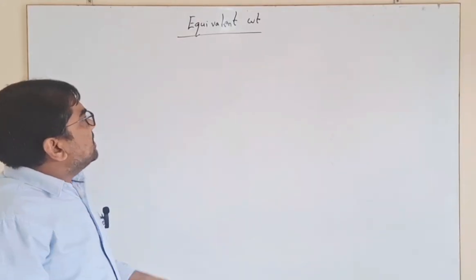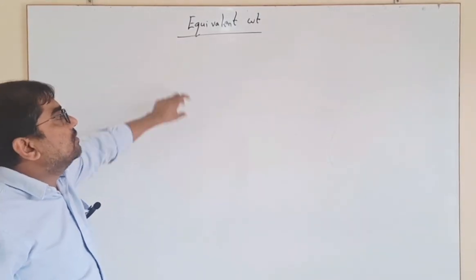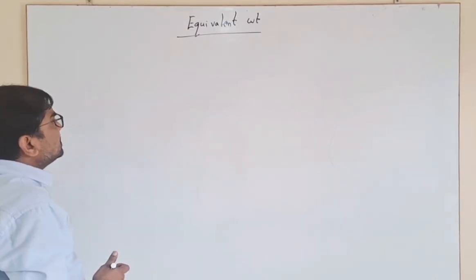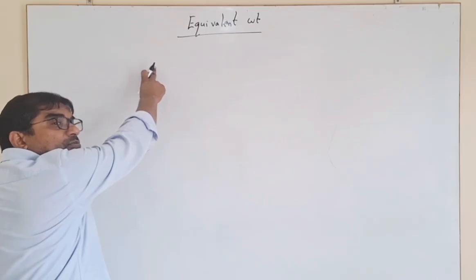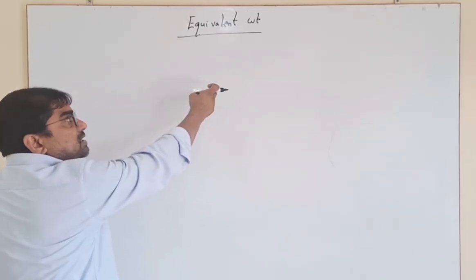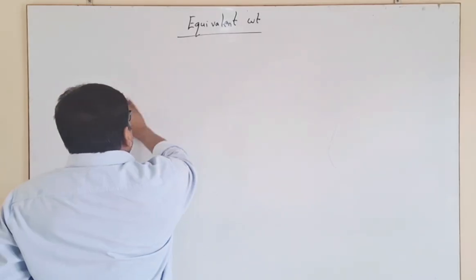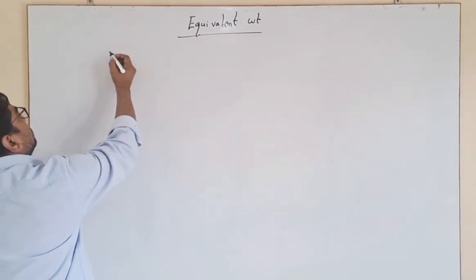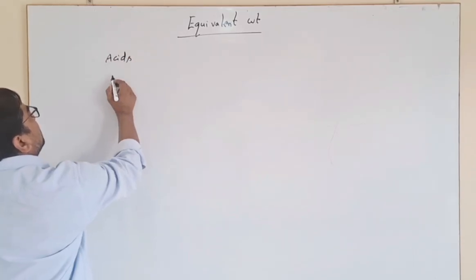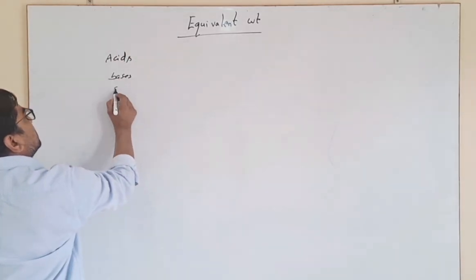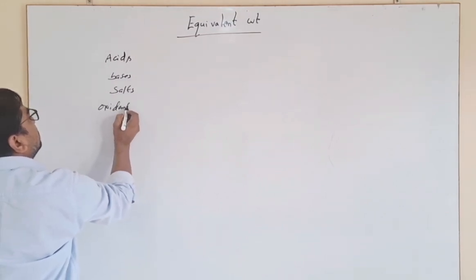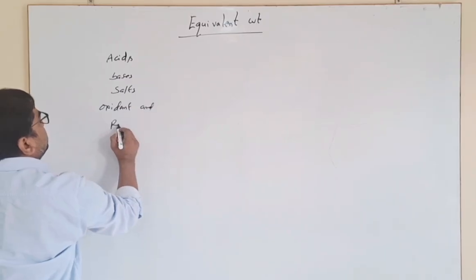Equivalent weight. In the previous segment of equivalent weight, we discussed the equivalent weight of elements and compounds with respect to displacement or combination of 1 part by mass of hydrogen, oxygen, chlorine, silver, etc. In this part, we will discuss the equivalent weight of acids, of bases, salts, oxidant, and reductant.